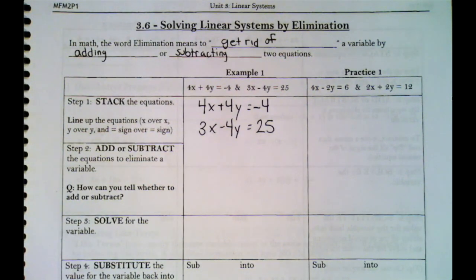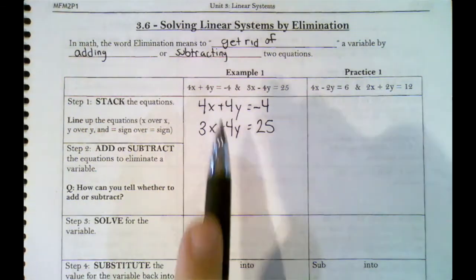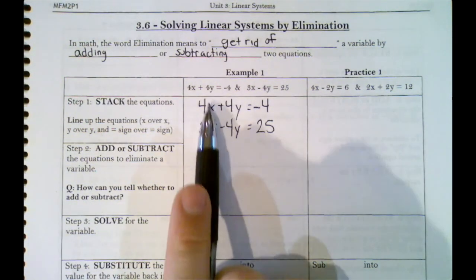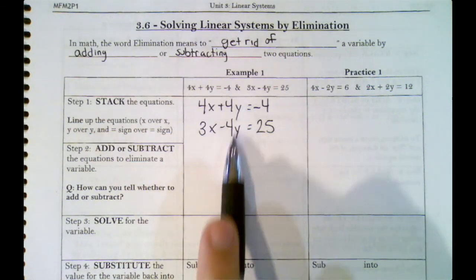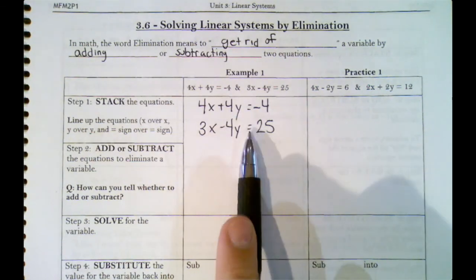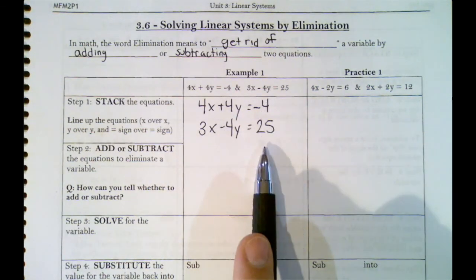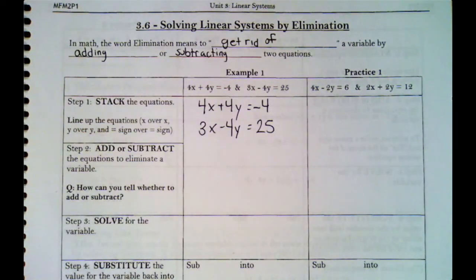In fact, most of the examples you're going to do are going to work out really nicely because they're going to be set up so that everything lines up rather nicely. What do I mean by that? I mean that the x's are first in both equations, the y's are second, then an equal sign, and then just the numbers. And that's the goal of elimination.